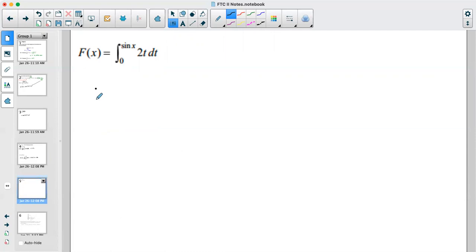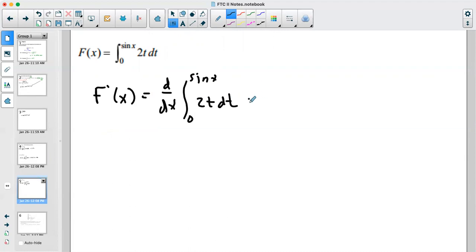Okay, same situation. Derivative with respect to x of this function, 0 to sine x of 2t dt, which is, again, the derivative of an integral is just the integrand evaluated at, I replace the t here, evaluated at that top limit, and then times the derivative of the top limit. Derivative of the limit, which is cosine x.